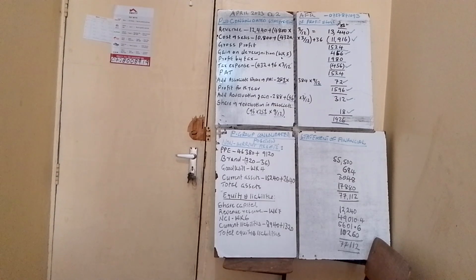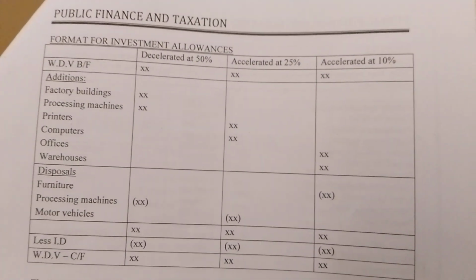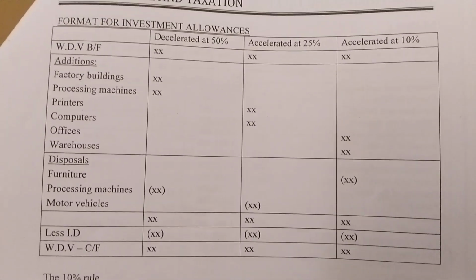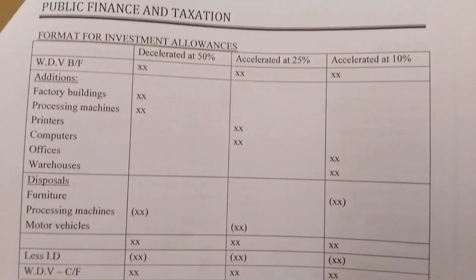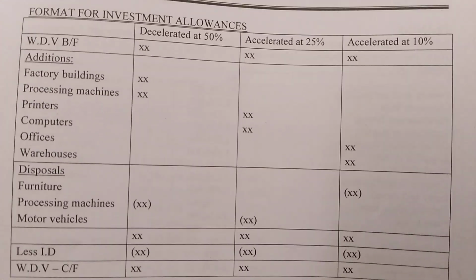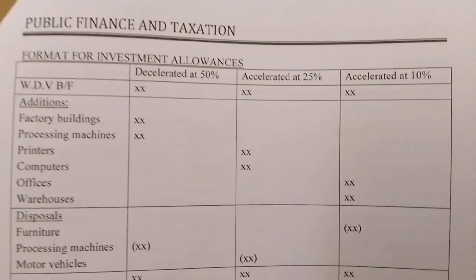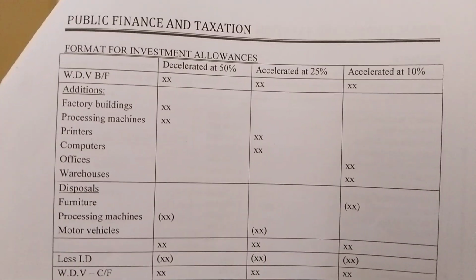Now, I want to show you a format, because I want us to go straight away to a practical question. Because you'll be doing a question here, that's the format that you'll be using. You'll be having 3 columns. The first one is for particulars, then decelerated at 50%. You'll be given the opening balance maybe, the written down value, the opening balance for that class of items, and the second column, items at 50%.